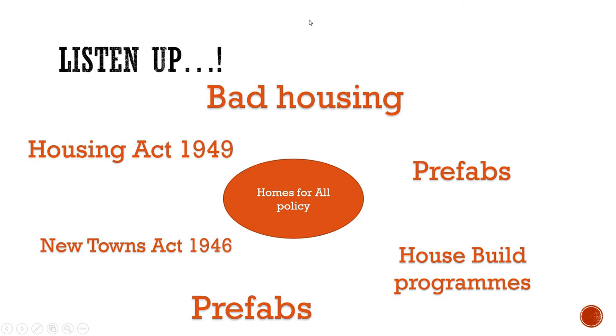so that's the Education Act, and that's the information that we need for that. What I'd like you to do now is on a new page, probably a double page for this because you're going to need a lot of space. So I would go onto a double page and put Homes for All policy in the middle for me. And I want you around your page to put bad housing, prefabs, house build programmes. Prefabs is there twice, but it needn't be. New Towns Act 1946 and the Housing Act of 1949.